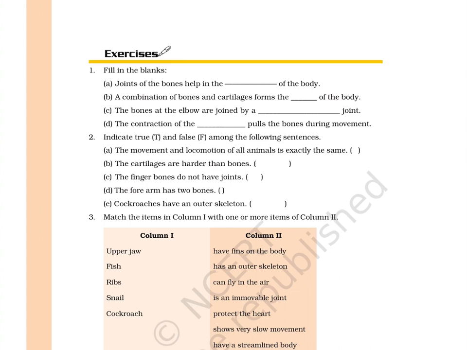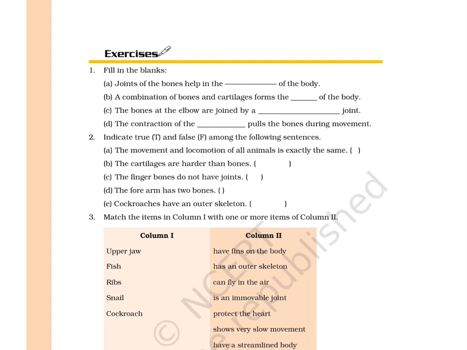2. Indicate true and false among the following sentences. A. The movement and locomotion of all animals is exactly the same. B. The cartilages are harder than bones. C. The finger bones do not have joints. D. The forearm has 2 bones. E. Cockroaches have an outer skeleton.